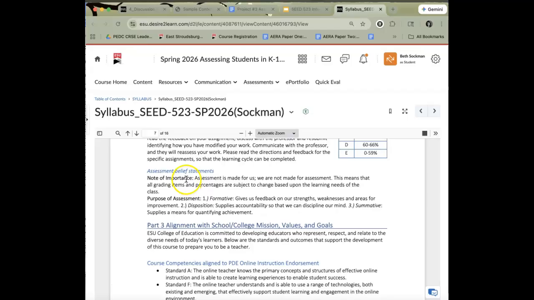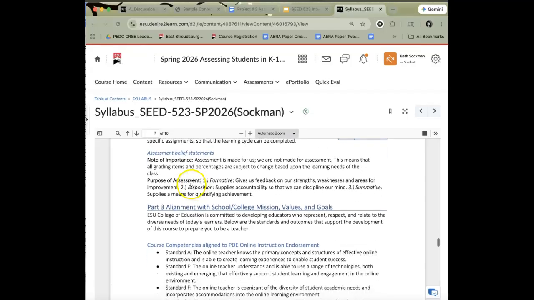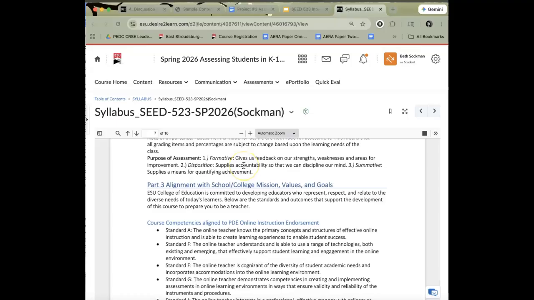So here are more notes about assessment. Assessment is made for us. We are not made for assessment. This means that all grading items and percentages are subject to change based on the learning needs of the class. So the purpose of assessment, again, this goes back to your hack 2, right? Formative gives us feedback on our strengths, weaknesses, and areas for improvement, and also helps me change my instruction. Dispositional supplies accountability so that we can discipline our mind, because we all need to discipline our mind so we can grow and learn. And summative supplies a means for quantifying achievement. So that's what I try to do with your assessment in the end, right, is to give a grade.